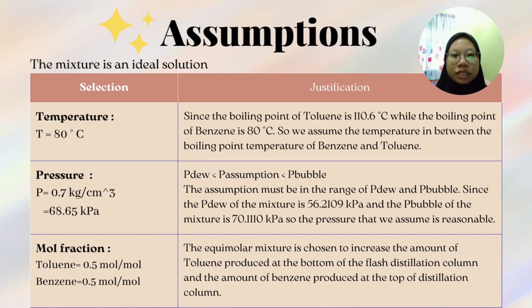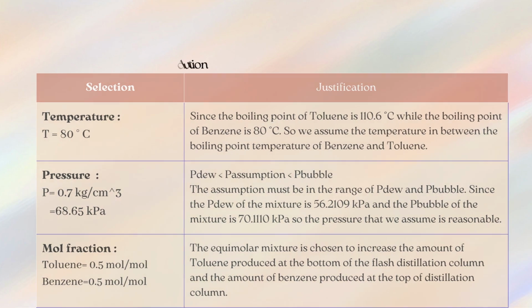Lastly, the mole fraction is an equimolar mixture. An equimolar mixture is chosen to increase the amount of toluene produced at the bottom of the flash distillation column and the amount of benzene produced at the top of the distillation column. In addition, the assumptions that we chose give an optimized condition where we can achieve high purity, high production, and less energy consumption.